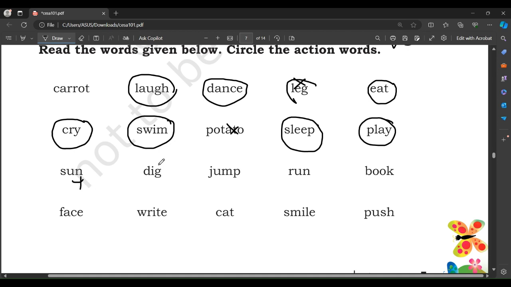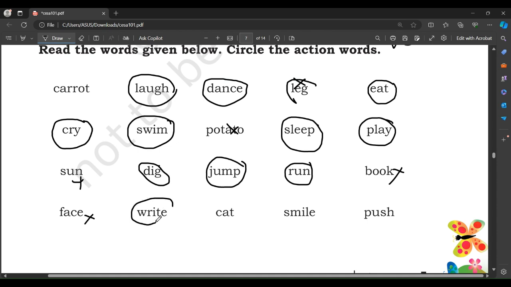Dig, can you dig a hole? Yeah, you are doing the action. So that dig is an action word. Jump, yes, it's also an action word. Run is an action word. Book, no, book is not an action, right? Now face, no, face is not an action word.